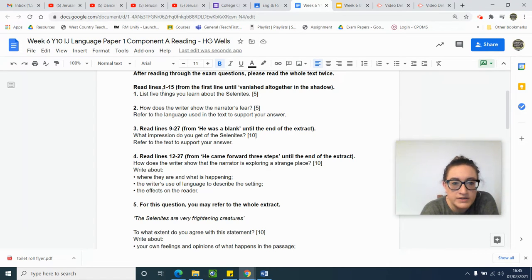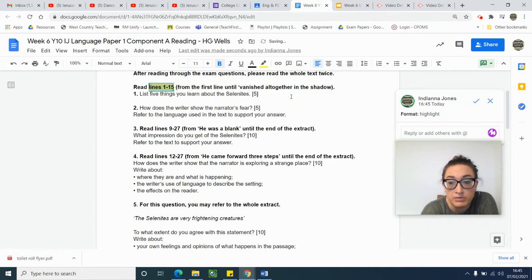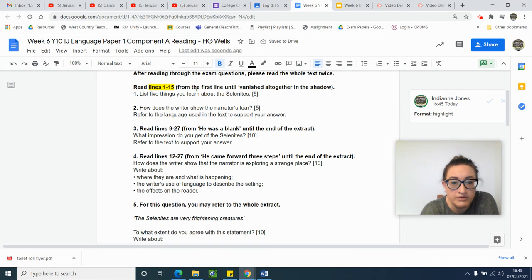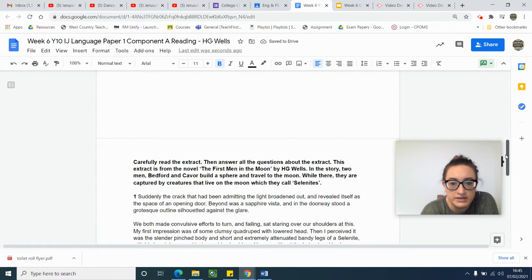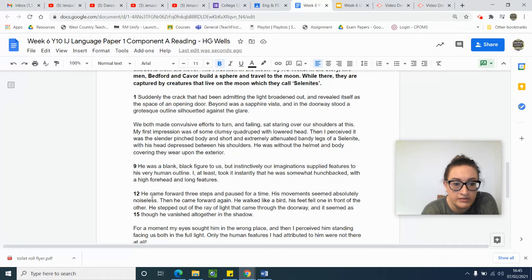So read lines 1 to 15. Okay, so if I was doing this the first time, lines 1 to 15 is a crucial piece of information, okay? I need to know that I can't take evidence from any other lines or I won't get the mark from it. Okay, so from the first line to "vanished together in the shadows", so if we go down to the extract, you can see that 1 is there and 15 is there.